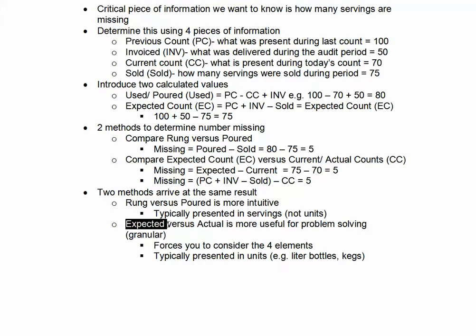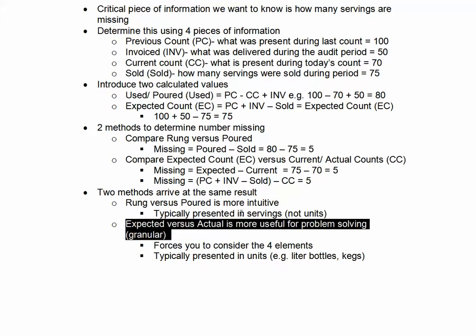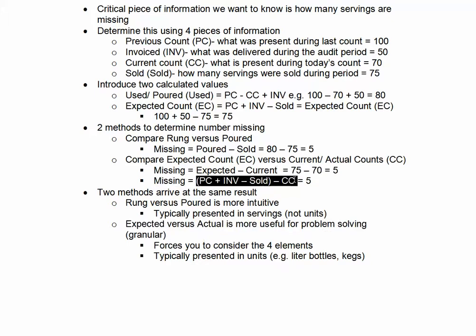Then the second method, where we're comparing the expected versus actual counts, that's typically what we use in the process of producing these numbers. It's ultimately how the software calculates this, and I think it's more useful for you guys when you're learning how to do this to think about the expected versus the actual count, because it forces you to look at all 4 of those elements. So again here, we're saying that the expected count is how many we started with, plus how many were delivered, minus how many were sold. Again, that makes pretty good sense.